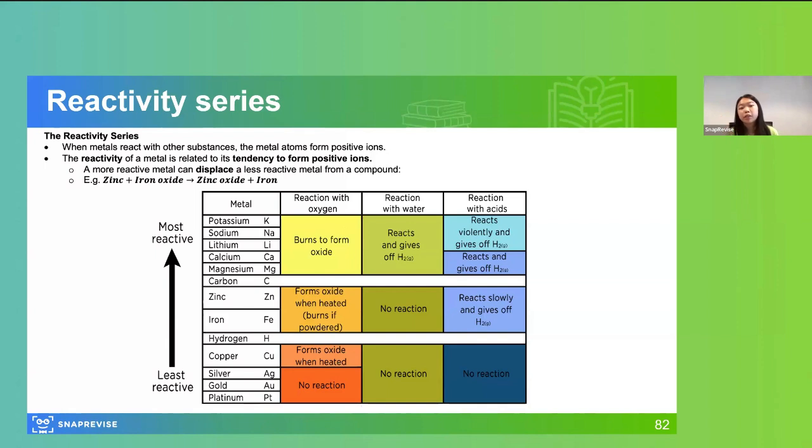Sometimes when they're asking you questions, there's a specific metal you need to extract. How would you be able to do it? If I want to extract copper, I can use a more reactive metal and displace it to take the actual copper itself. So that's how the reactivity series works.